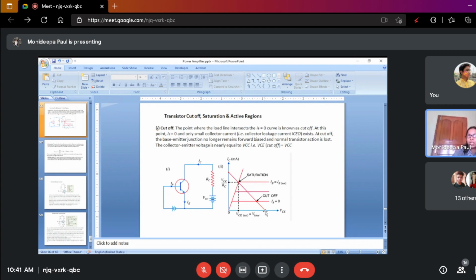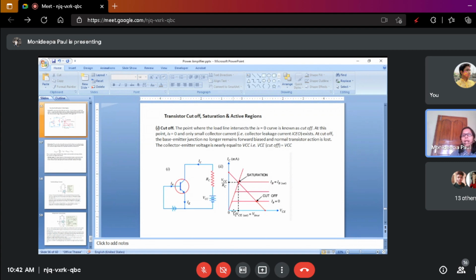But in practical condition, some leakage current is flowing in the collector emitter circuit. So IC is not 0. We get some IC value in microampere range. So this is the IC when IB is equal to 0. When IB is equal to 0, the point where VCC is equal to VCE, this point is the cutoff point. At the cutoff point, transistor is not in conducting mode.